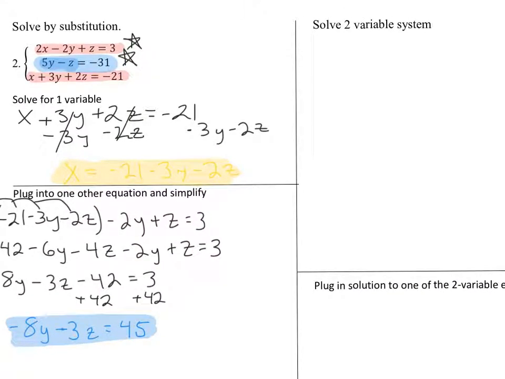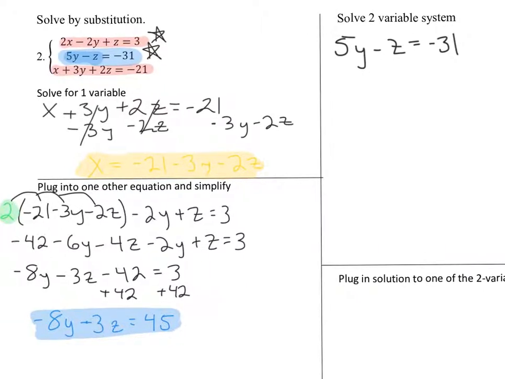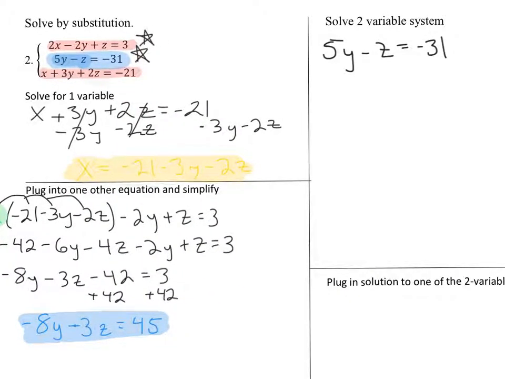So we have our 5y minus z is equal to negative 31. And then we also have our minus 8y minus 3z is equal to 45. There we go.